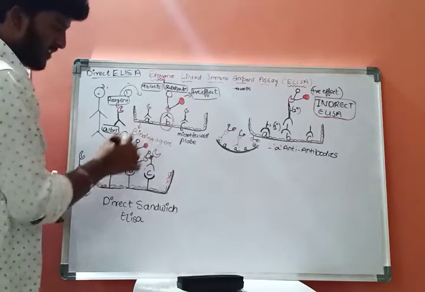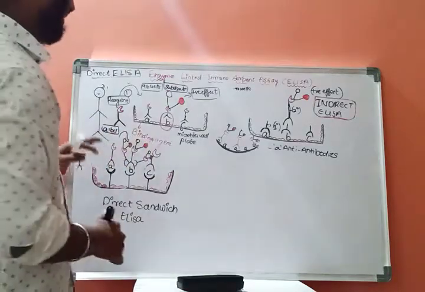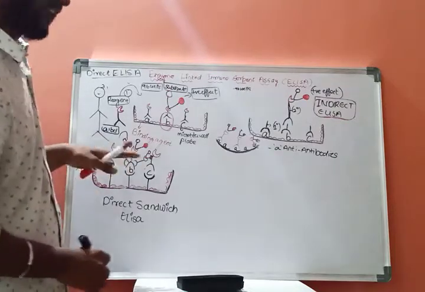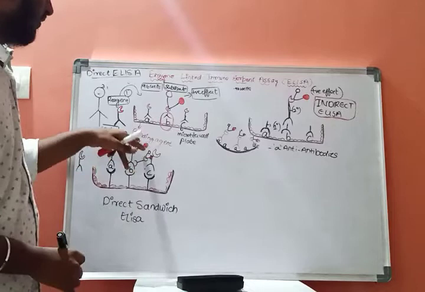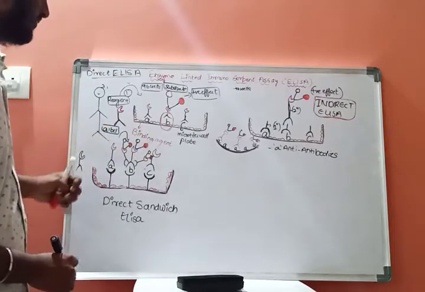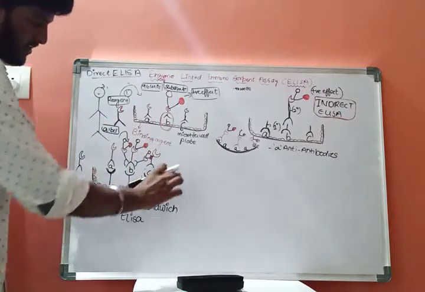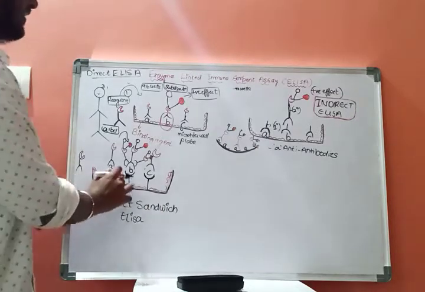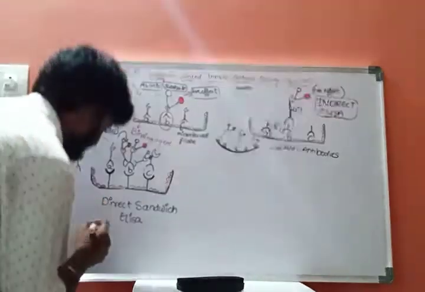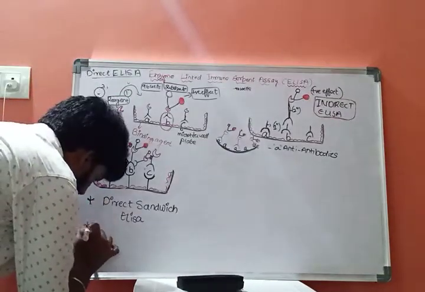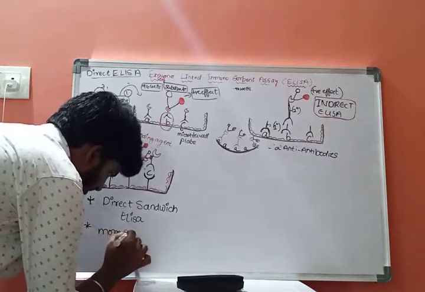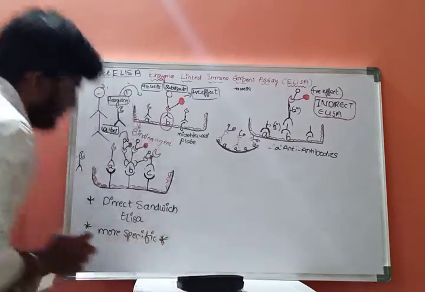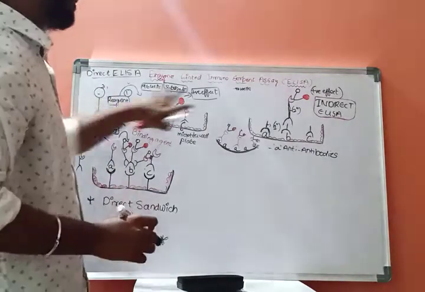Whenever the colorful substance is formed, it shows a positive effect, and as we discussed about the epitopes, there are multiple epitopes on antigens, so it forms more than one colorful substance. So as a result, this is called sandwich ELISA, and it is more specific. It is more specific than direct ELISA and indirect ELISA.